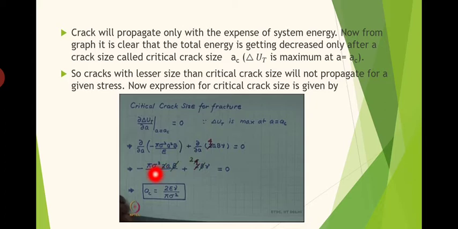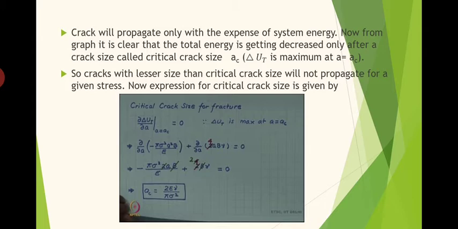Here we have minus pi sigma square 2A B by E. B and B will get cancelled, since the right side is equal to 0. Here 2 is there, here 4 is there, so we can take 2 out and cancel it. If you simplify, the remaining is AC equal to 2E gamma by pi sigma square. That is the final expression for the critical crack size.